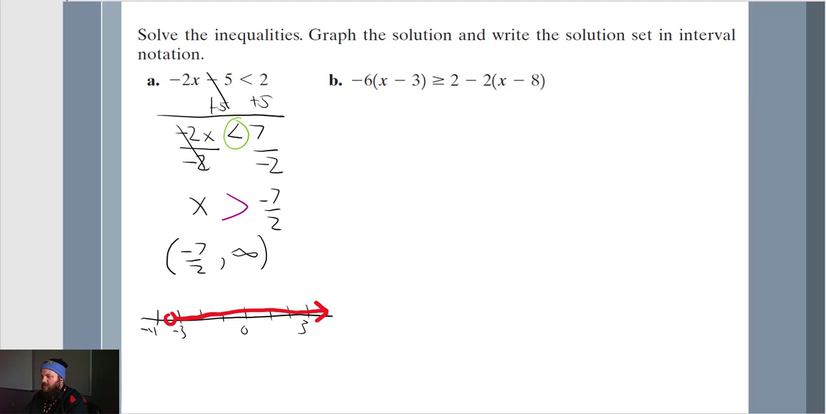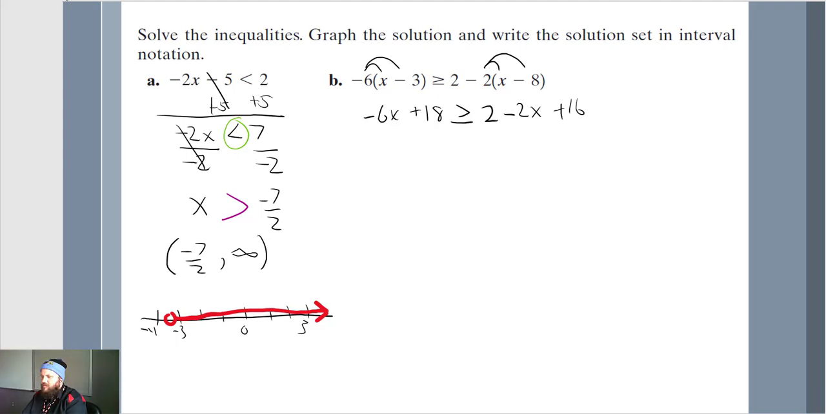Okay, so on this one, part B then, we can do a few things to get this one set up for us. We're going to distribute this -6 in. So -6 times x is -6x. And -6 times -3 is plus 18. Negative times negative gives you positive. And then you're going to go with greater than or equal to 2, and then we distribute this -2. So -2 times x gives me -2x, and then -2 times -8 gives me plus 16.